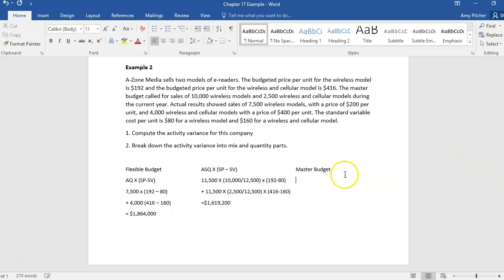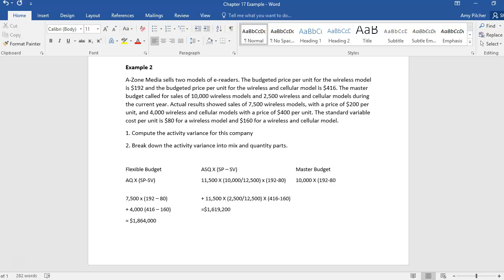Now let's look at our master budget amounts. So our master budget was 10,000 units of wireless models times a contribution margin and 2,500 cellular models times their contribution margin, giving us a master budget amount of $1,760,000.